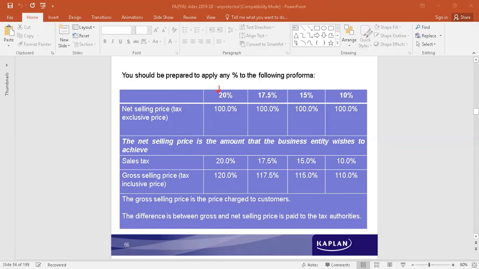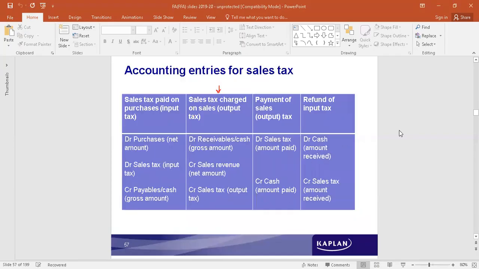The total amount is collected from the customer, but how is it recorded? Let's look into that. What is input tax? When it is paid on purchases to the supplier, that is an input tax. But if it is collected from the customers on the goods sold, it is output tax. So input tax, how is it recorded? Okay.